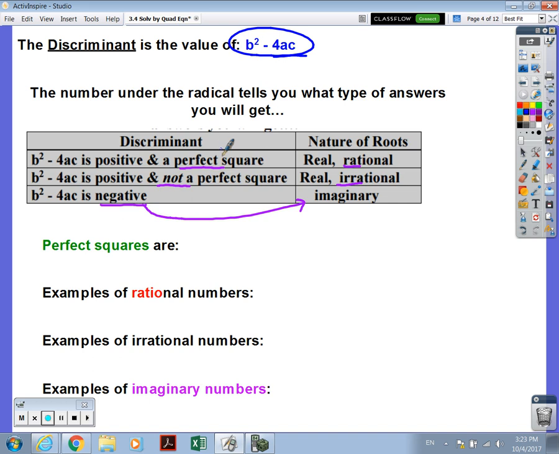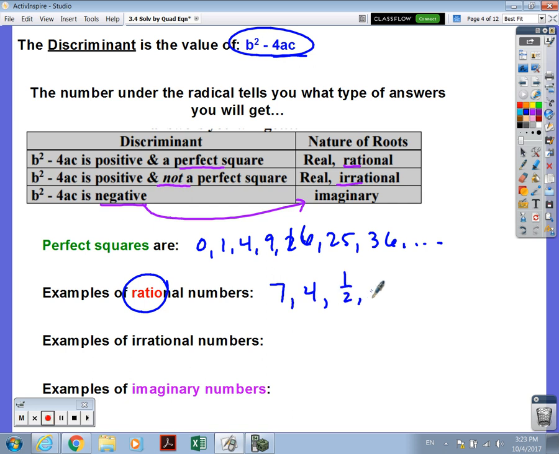So we need to remember what these different kinds of numbers are. Perfect squares, things like 0, 1, 4, 9, 16, 25, 36, etc. Rational numbers, I want you to look at that root word, ratio. Anything that can be written cleanly. So it could be like a 7 or a 4. It could be like a 1/2. It could be like a 5/3. Anything that has the ability to be written as a ratio or fraction is rational.